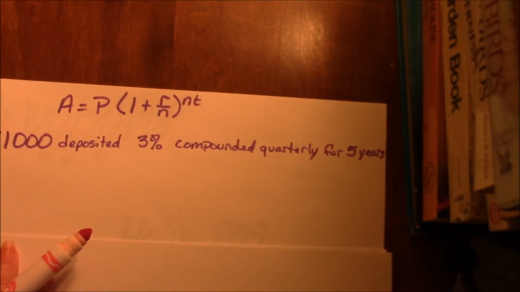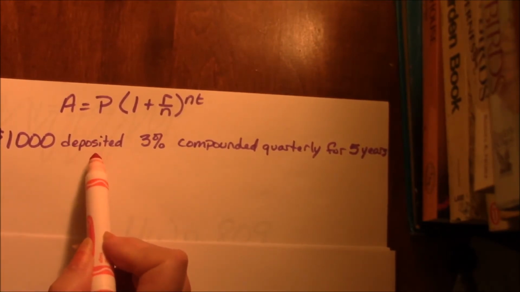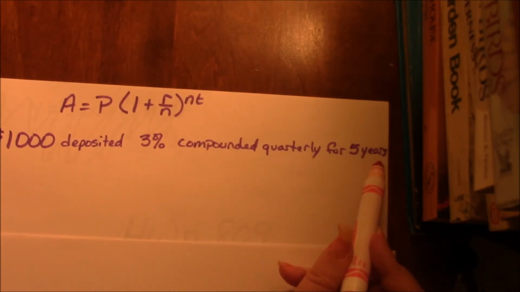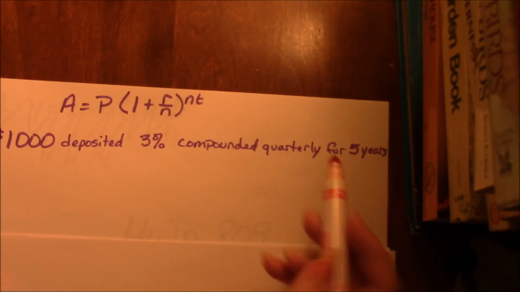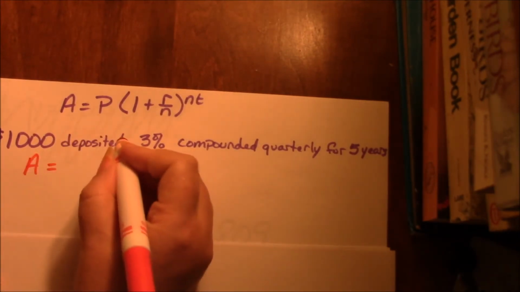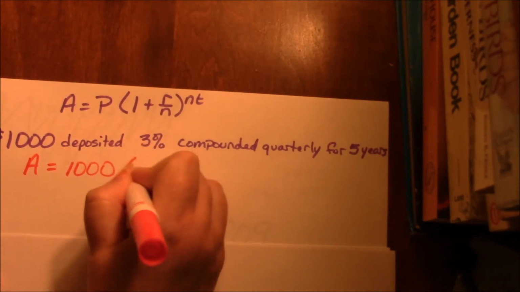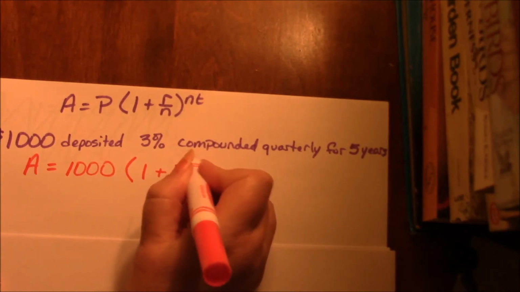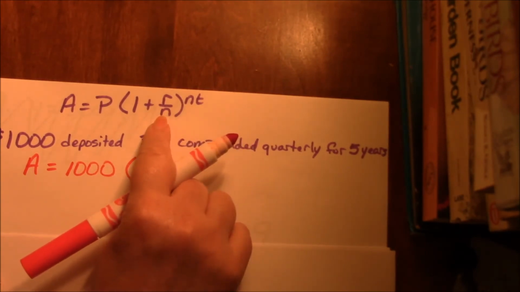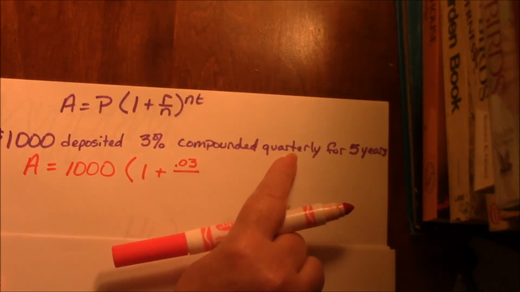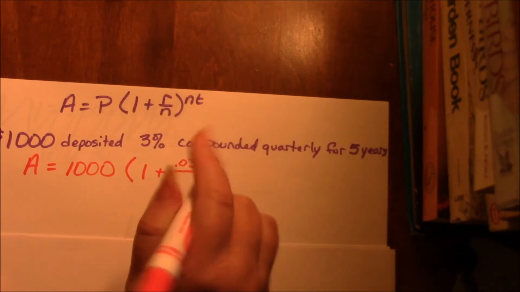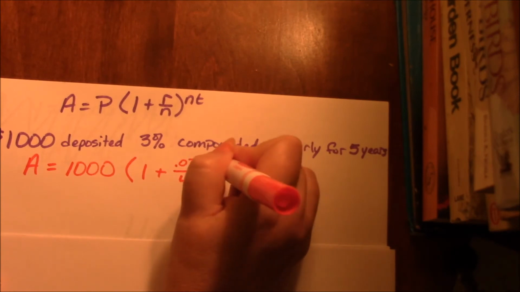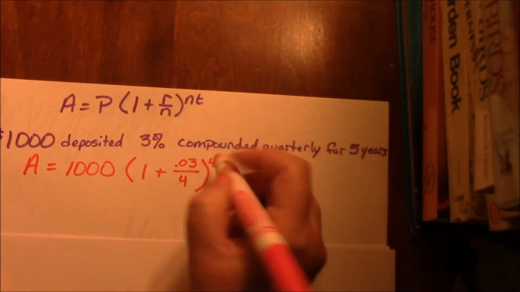So let's try one. A typical problem. $1,000 is deposited at a 3% interest rate, compounded quarterly for 5 years. How much money are you going to get at the end of those 5 years? Well, our A is going to equal the principal, which was $1,000, times 1 plus the rate, which is 3%, which is 0.03, divided by the number of times a year. Well, it compounds quarterly, which means every quarter, so it's 4 times a year. To the power of 4 times a year times the number of years, 5.